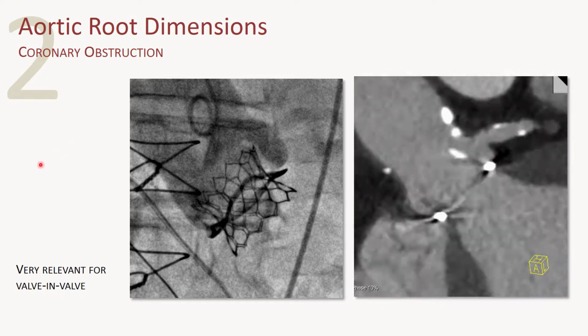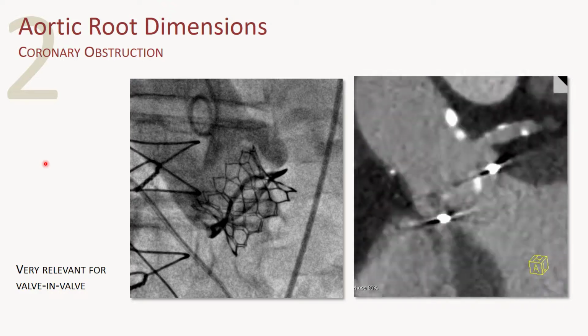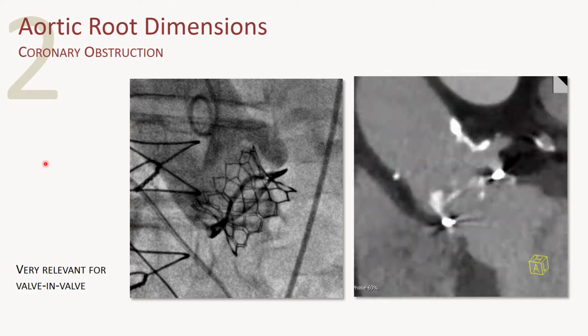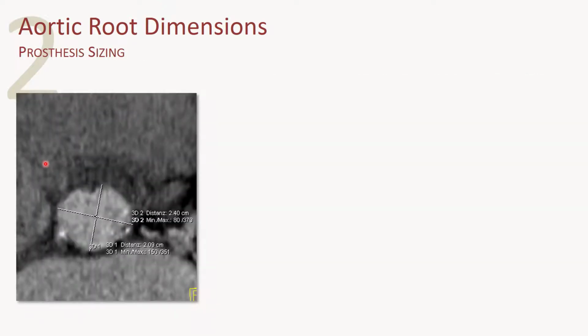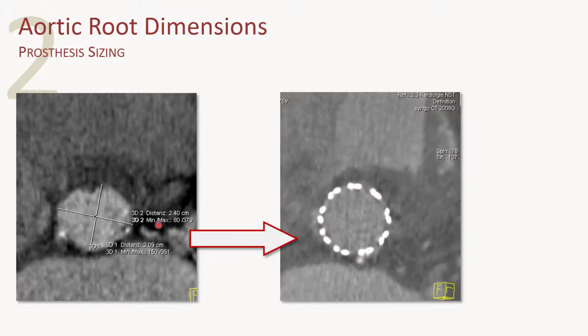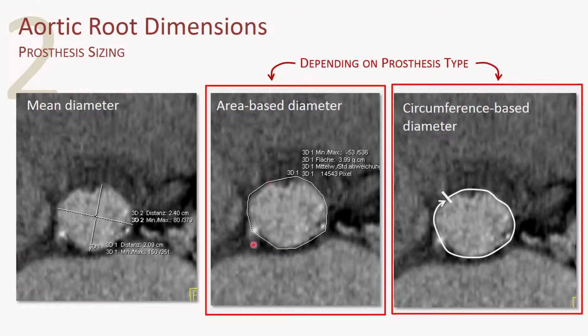The second aspect about looking at the aortic root obviously is sizing. Given the fact that we can very nicely align our images with the aortic annulus, we can very accurately measure, and depending on the prosthesis that is implanted, we either look at the area of the aortic annulus or at the circumference of the aortic annulus, depending on the manufacturer, and then you can choose the prosthesis size. CT is very useful for prosthesis sizing.